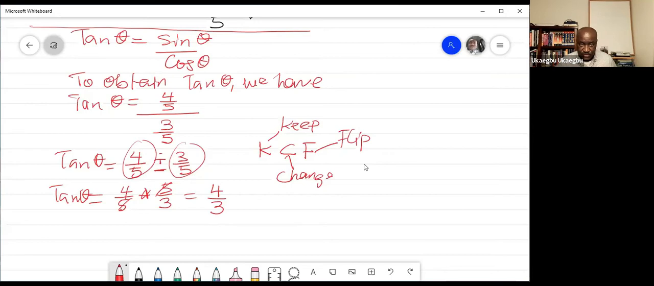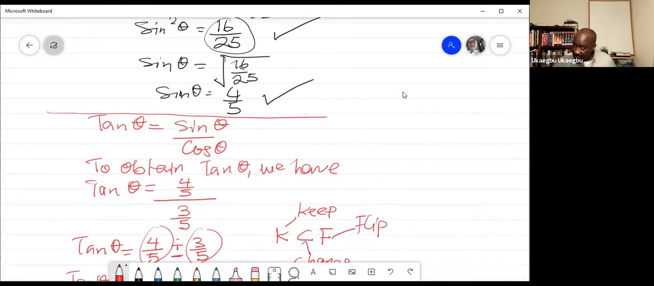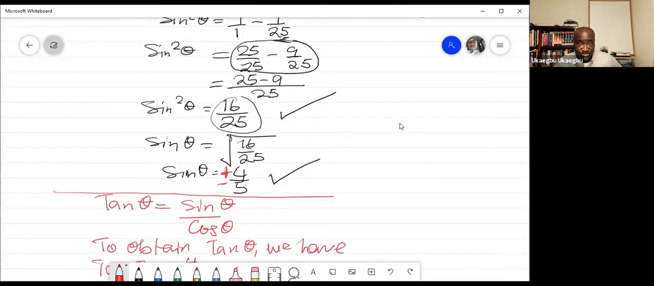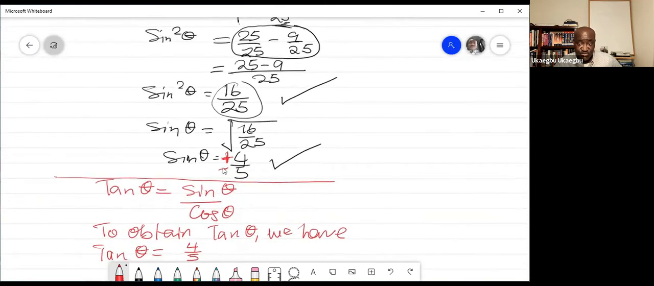Okay, one more thing. Remember that anytime you do a square root, you are going to have plus or minus as your solution. You have two solutions, either a plus or a minus. Now, why is this important? It is important because if what we did were to be in, let's say, the second quadrant, the sign of our solution will be either a plus or minus.